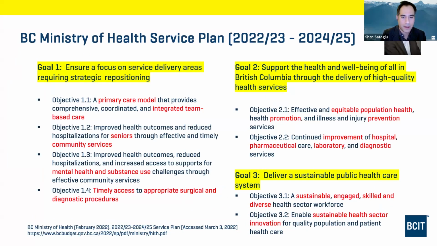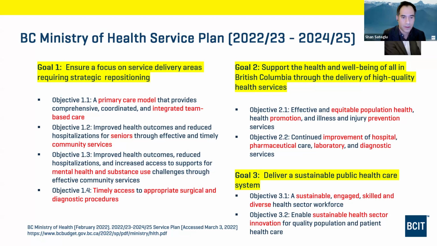Another way to look at system priorities and areas for improvement is to look at your regional, provincial, state, or national priorities in healthcare. And for us here in BC, it's public information. Any of us can go and look at the BC Ministry of Health Services plan, take a snapshot of any particular year, and look at what the key goals and objectives are for the next 3-year period.